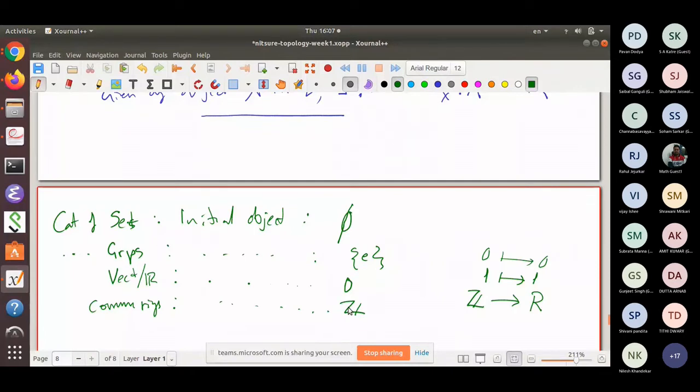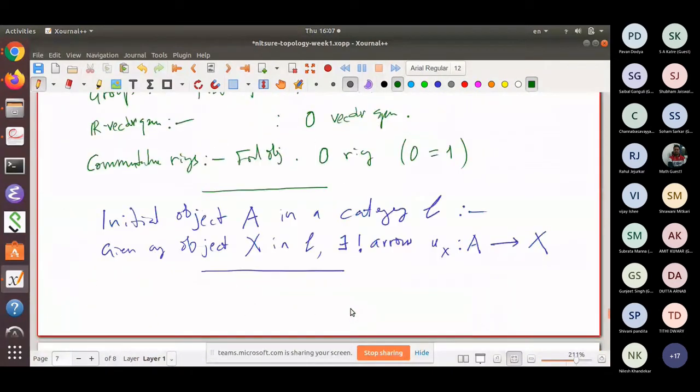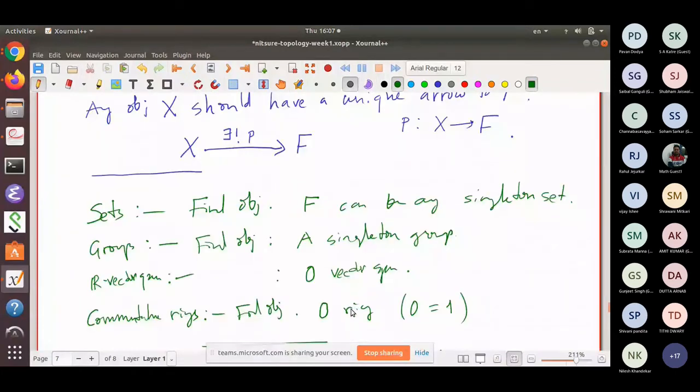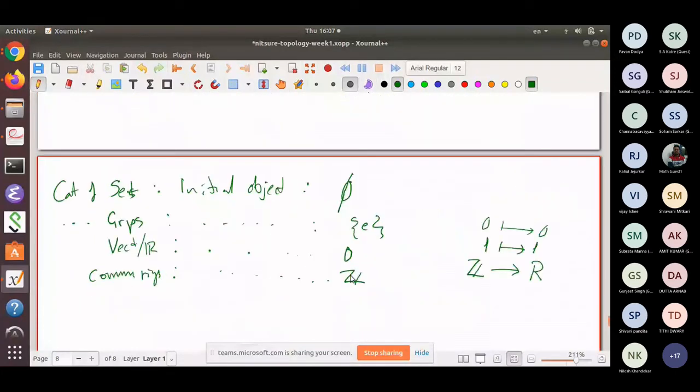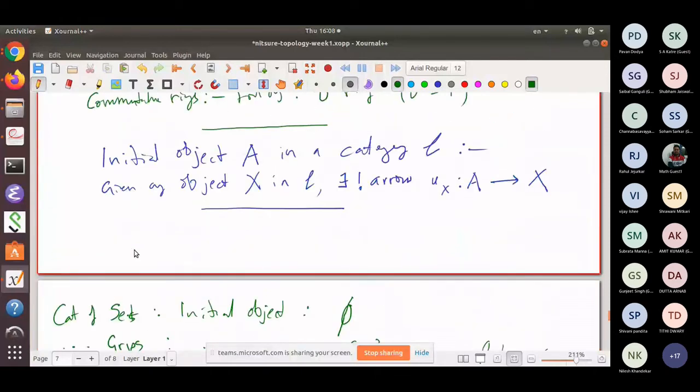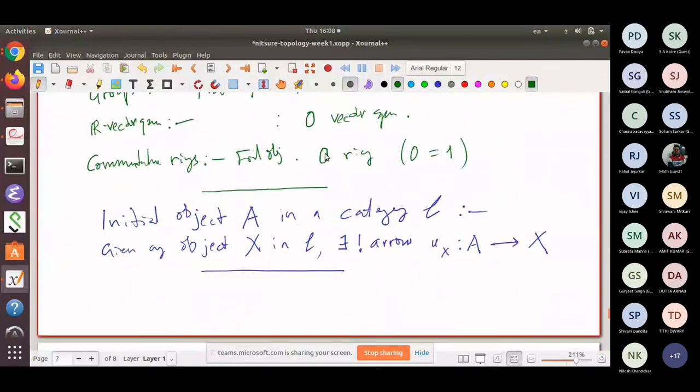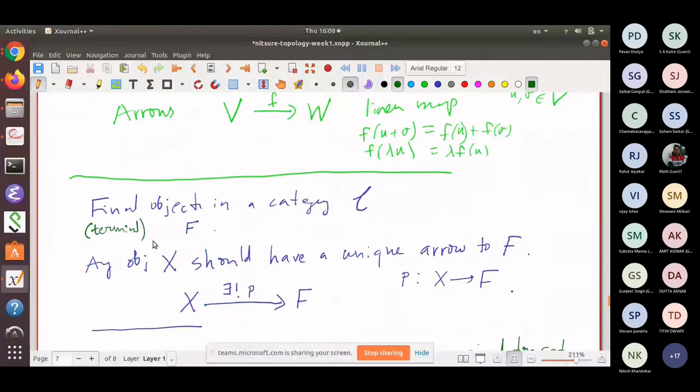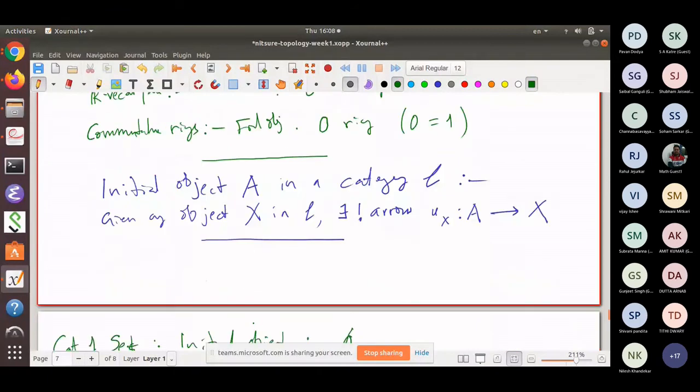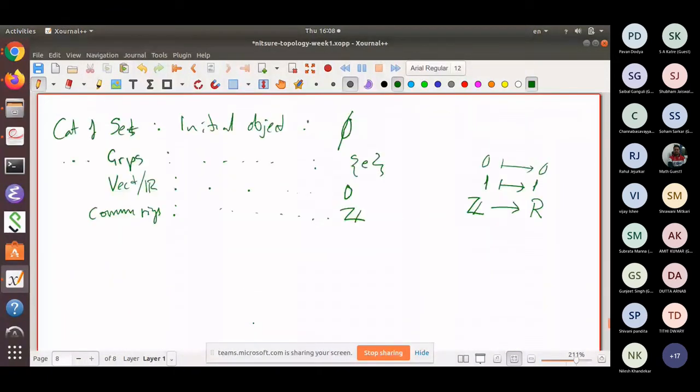So again, the initial ring is not the same as the final ring. Final ring was 0 and initial ring is Z. So these different categories behave a bit differently, though the arrow theoretic properties are very similar. Any questions at this point? You understood the notions of a category, an initial object, and a final object. Therefore, time to introduce more words.